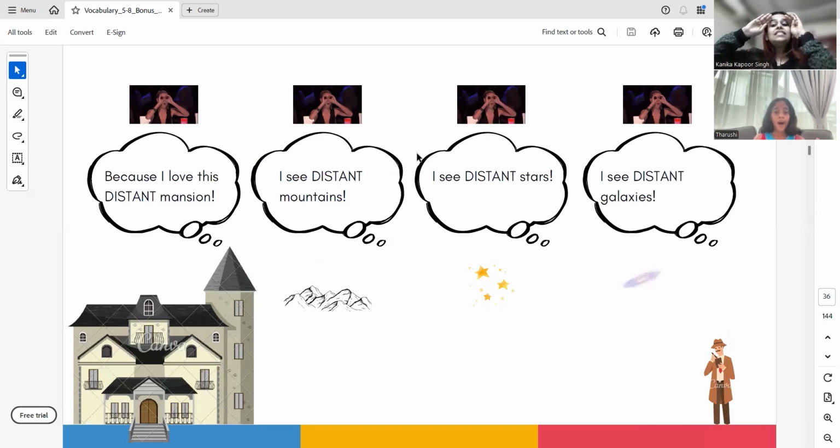I see distant mountains. I see distant stars. I see distant galaxies. So in place of distant, distance, that means far away. Now, if I have to say, Tharushi, the stars are very far away, what will Tharushi be telling me? The same sentence Tharushi has to speak using distant. I see distant stars. I see distance, no beta. Distance means that it is a little bit far away. Distant stars. Distant, far away. Okay?